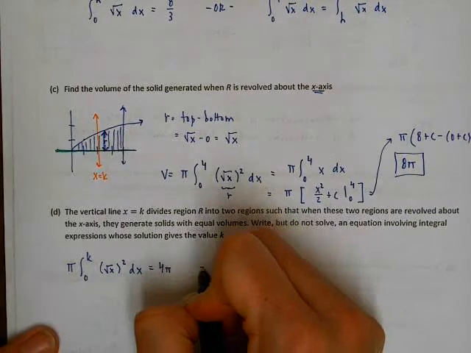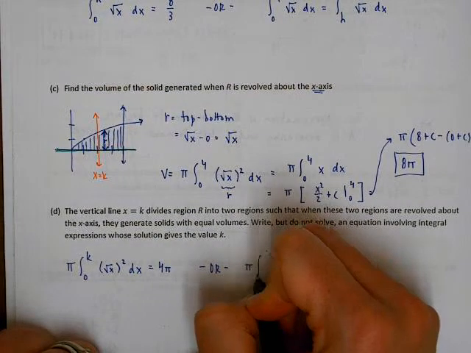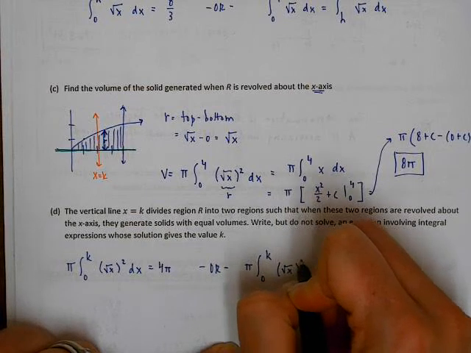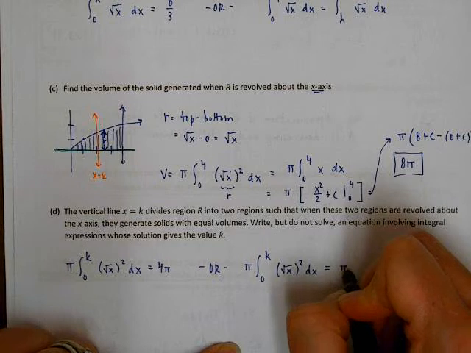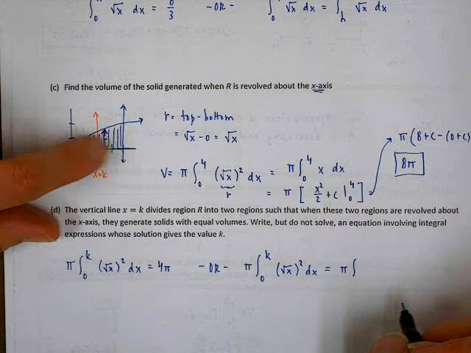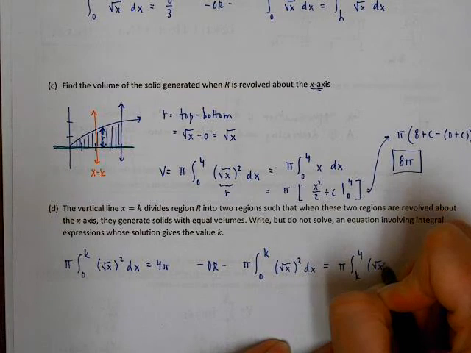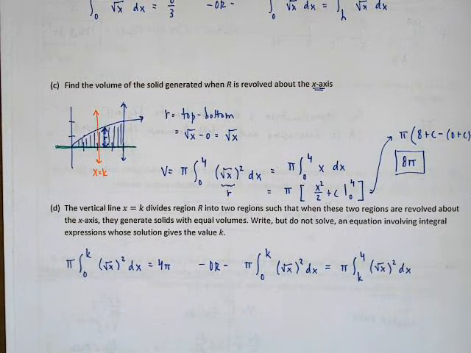Now, just like the top, I could write this in one of two ways. Or I could say that integrating from 0 to k should give me the same volume as if I integrate from k to 4 of square root of x squared dx. So again, either of those two answers would be acceptable.